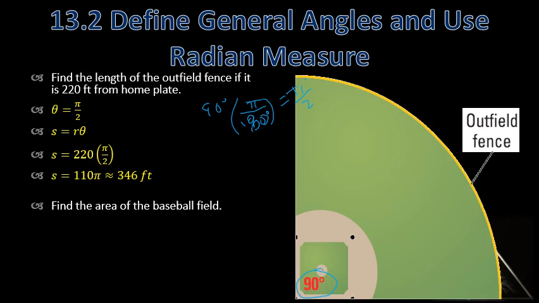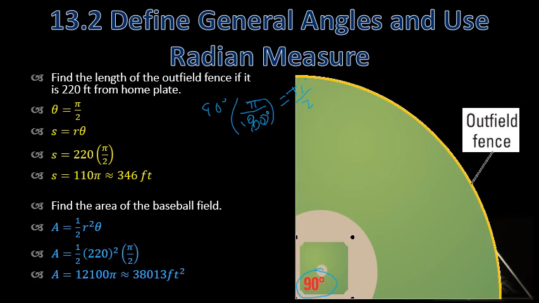Find the area of the baseball field. Well, that's a sector of a circle. It's a piece of the circle. So area of a sector, 1/2 r squared theta. R is the 220 feet. Theta is pi over 2. Multiply it together, you get 12,100 pi, or 38,013 feet squared. Again, I found the decimal because it is a word problem.